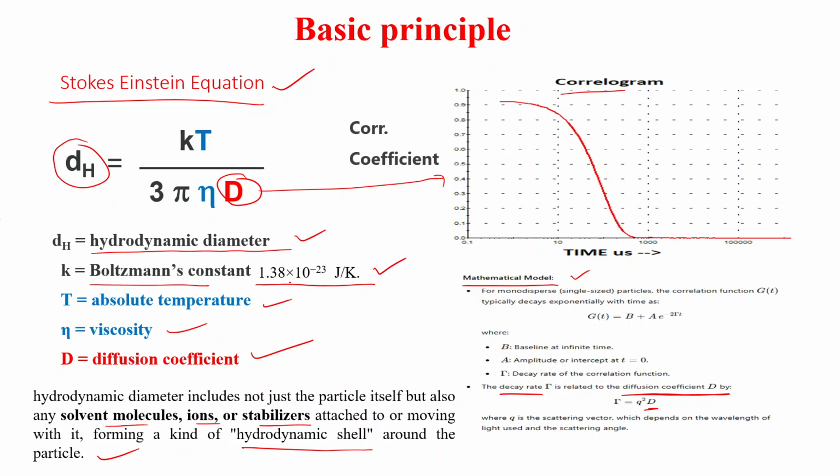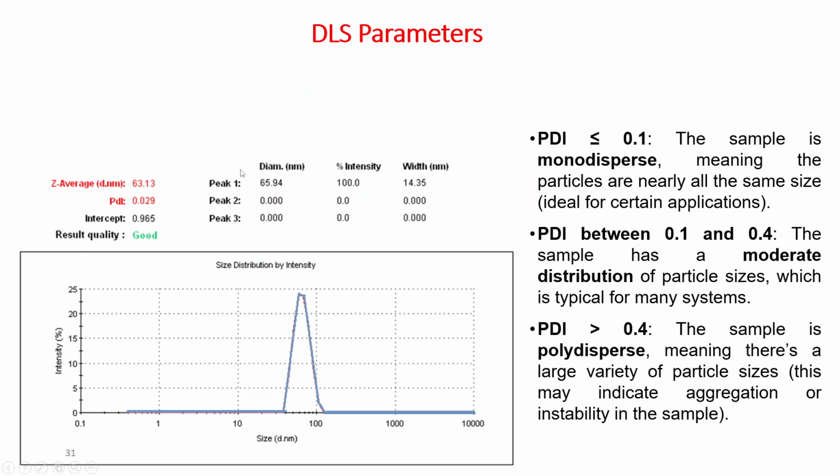k is the Boltzmann constant, whose value is 1.38 times 10 power minus 23 joule per Kelvin, and T is the absolute temperature, because obviously the kinetic energy of the molecules in the sample will also depend on the temperature. And then viscosity also, because the movement again depends on the viscosity. So these parameters are there in the formula. The diffusion coefficient comes from this graph, and we will be able to know the hydrodynamic size of the particle, which will be shown by the instrument.